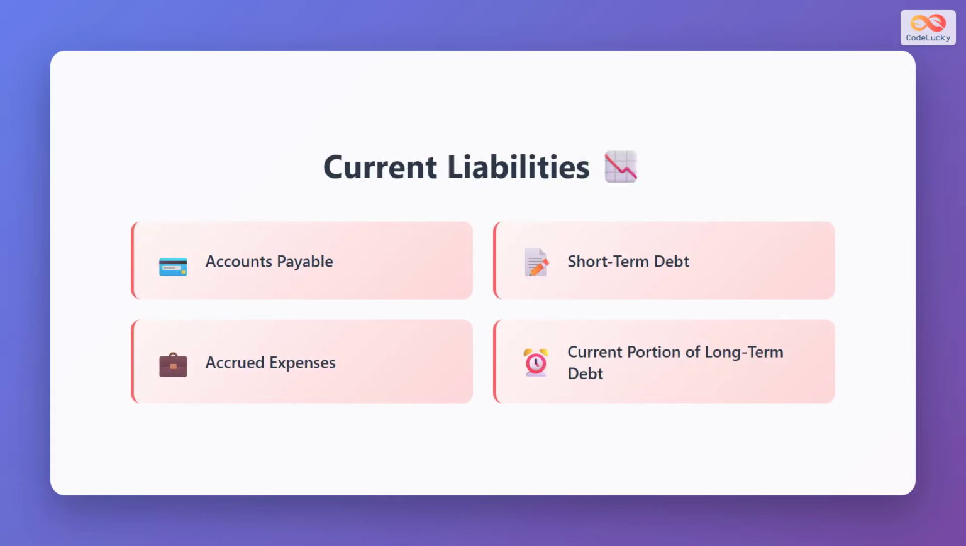Current liabilities are obligations that a company must pay within 1 year. Accounts payable represents money the company owes to suppliers. Short-term debt includes loans or credit lines due within 12 months. Accrued expenses are costs that have been incurred but not yet paid, such as wages or utilities. The current portion of long-term debt refers to the amount of long-term loans that must be paid this year. These obligations need to be covered by current assets to maintain financial stability.